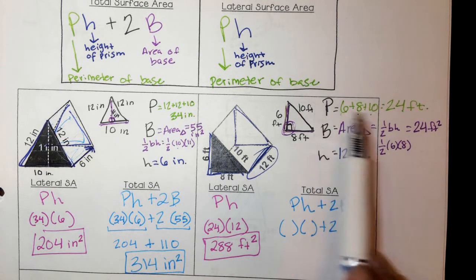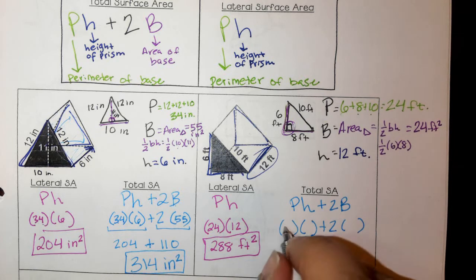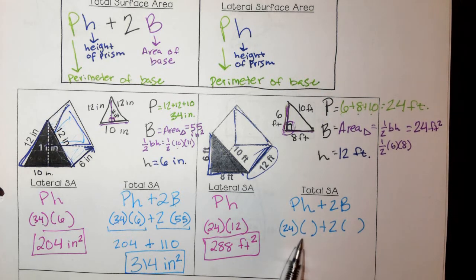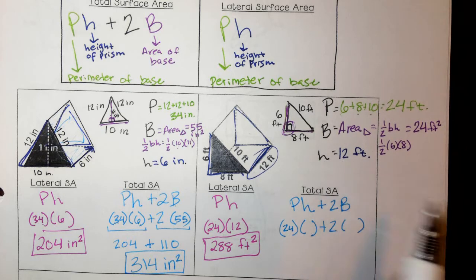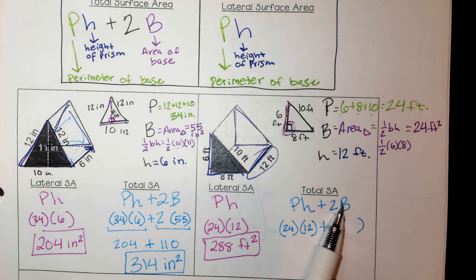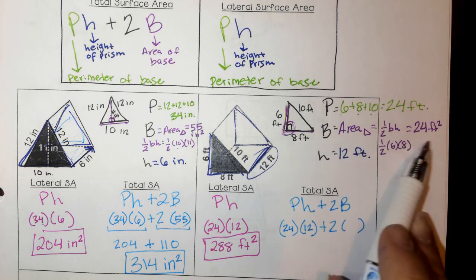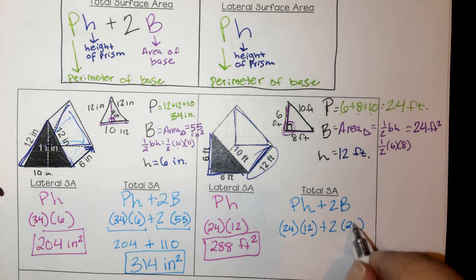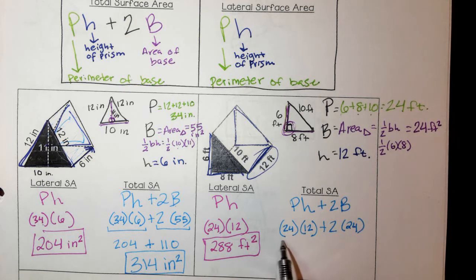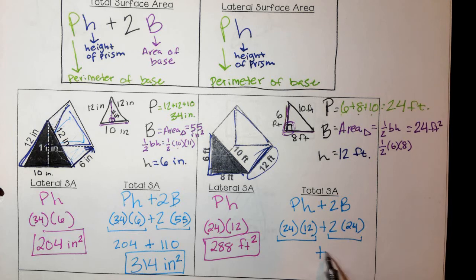This bubble is in place of P. The perimeter of the base is 24. This bubble is in place of H, and the height of the prism is 12. This bubble is in place of B, and the area of the base is 24. So we have to do the multiplication before we can do the addition, order of operations.